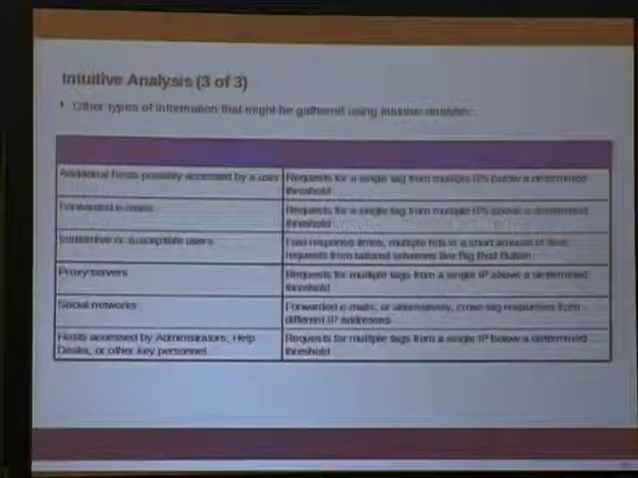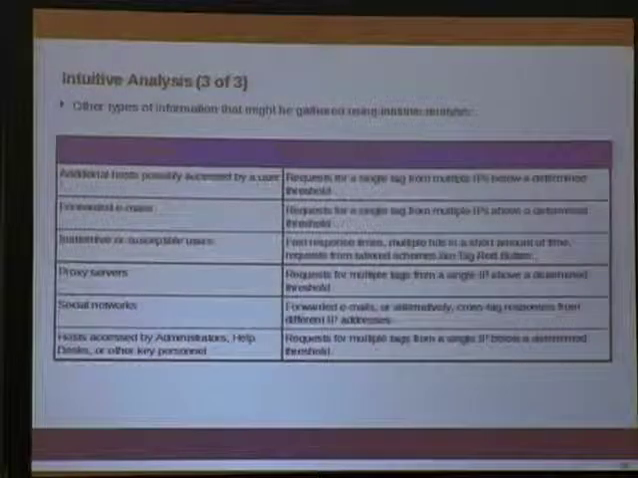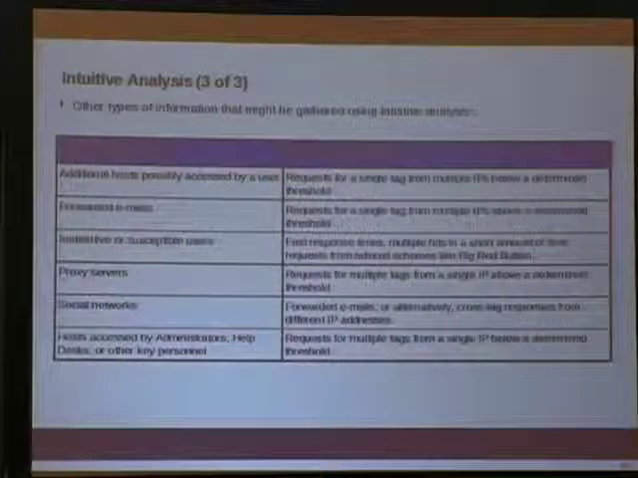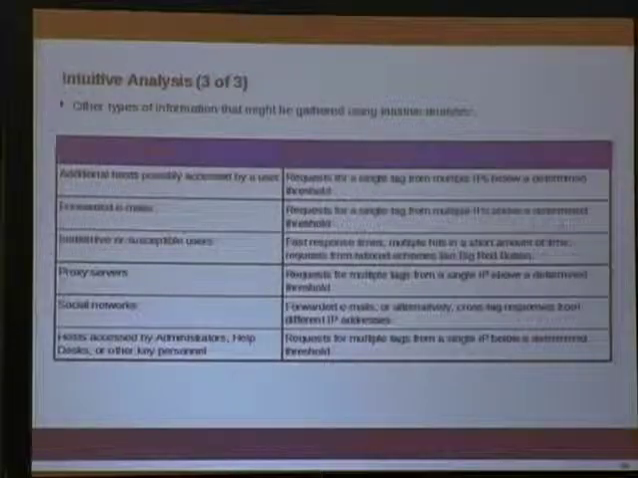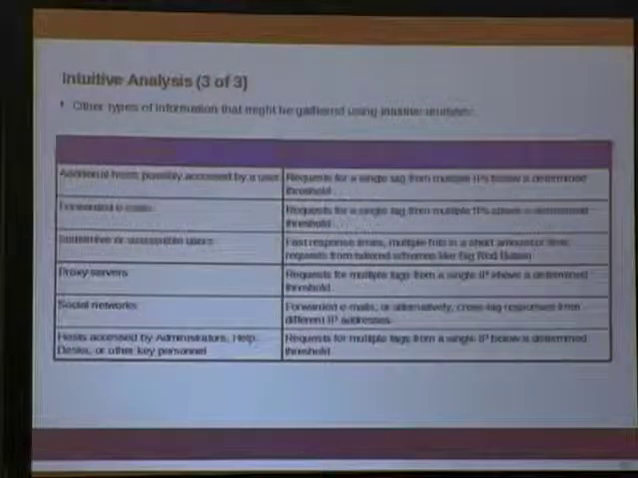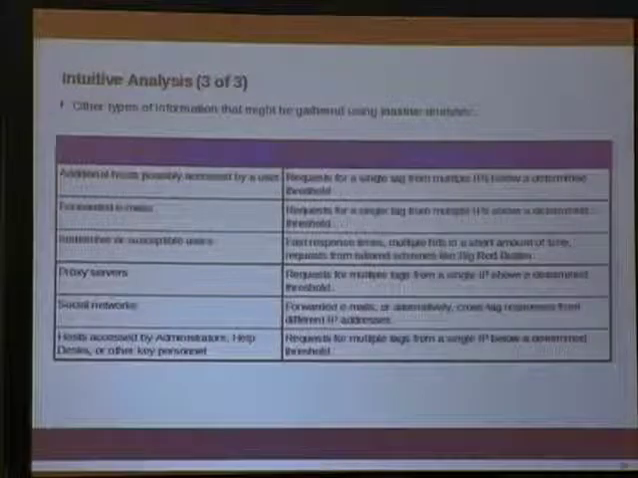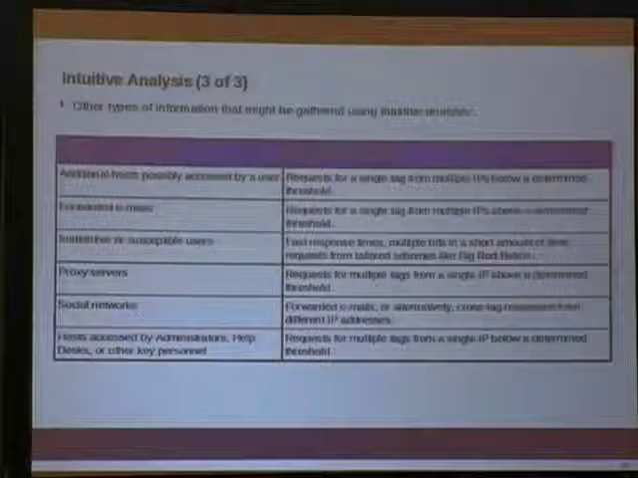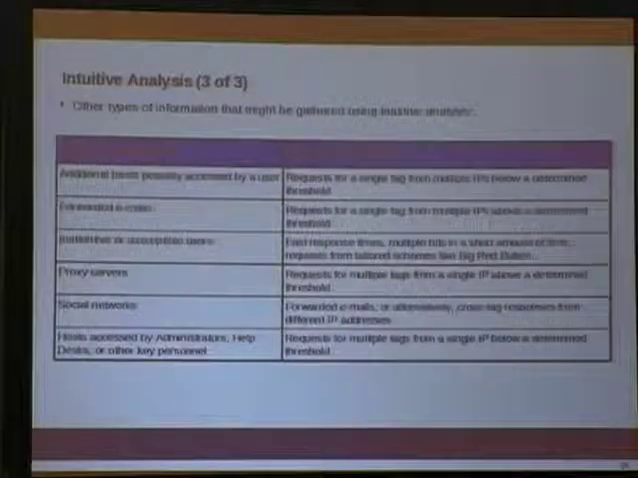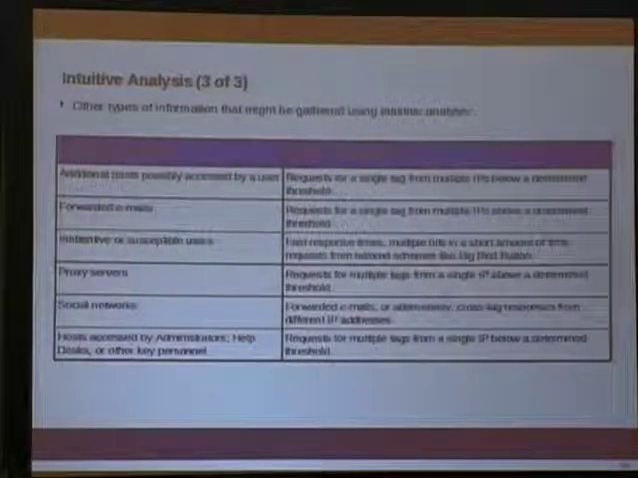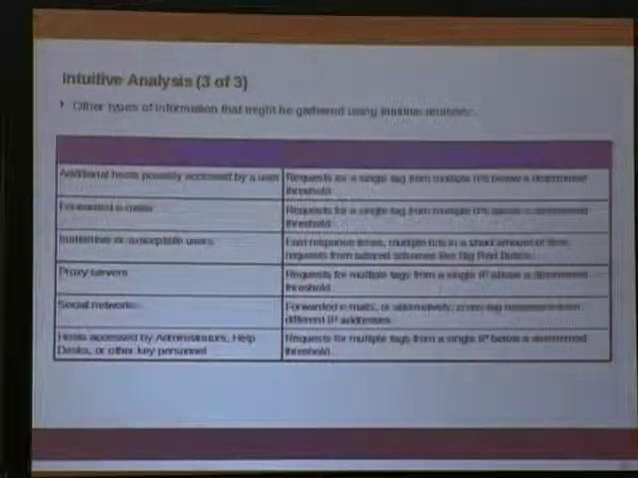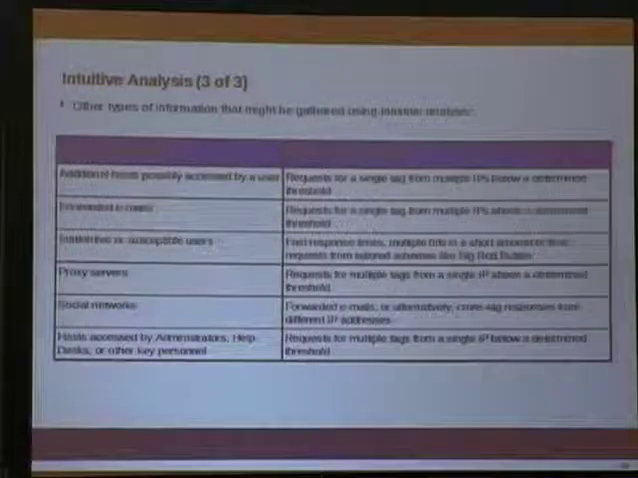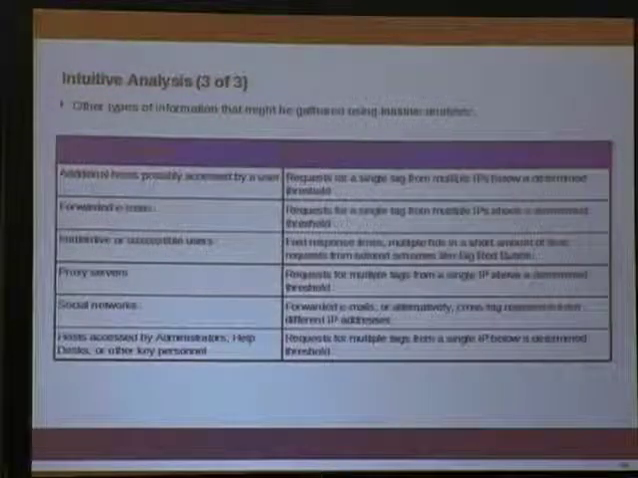For inattentive or susceptible users, people who might be worth targeting on follow-on attacks, look for really fast response times. If I send out an email and 3 seconds later someone's hit my website because they're clicking on the link, they're probably not reading the email. That tends to be a good thing for us. Also, multiple hits in a short amount of time. If someone's clicking on the link and, wow, it doesn't appear to work, so they click on it again and again, maybe enter their password because maybe they mistyped it the first time, and then enter it in again. Those are users that we want to target for follow-on attacks.